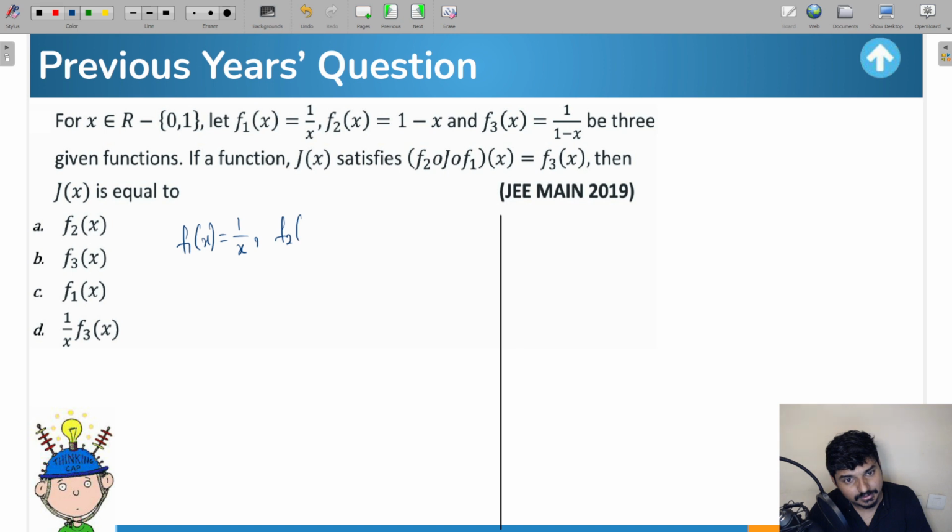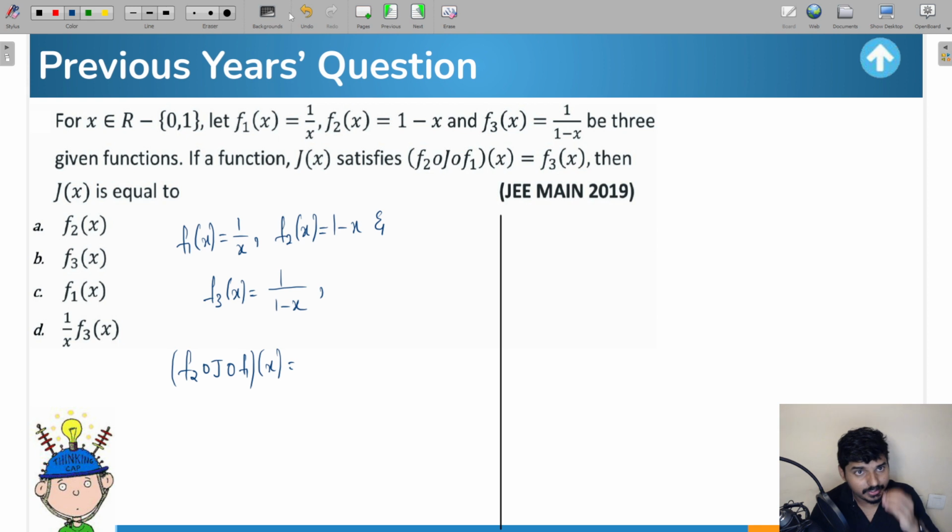f2 of x is given, which is basically 1 minus x, and f3 of x is given, which is basically 1 by 1 minus x. So what we need to do here is figure out what is g of x, which is going to satisfy this equation, which is f2 circle g circle f1 of x, and that is equal to f3 of x. Now from here we need to figure out what this g of x is going to be, guys.